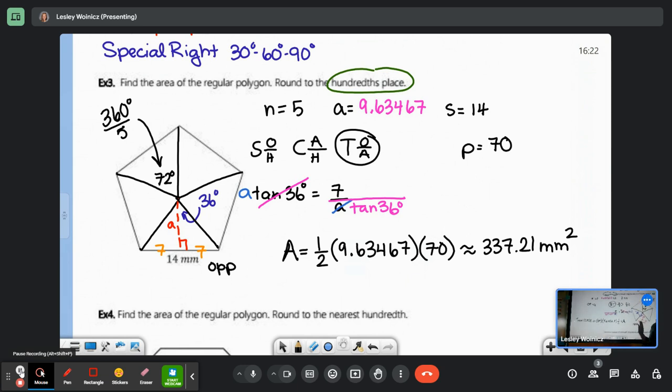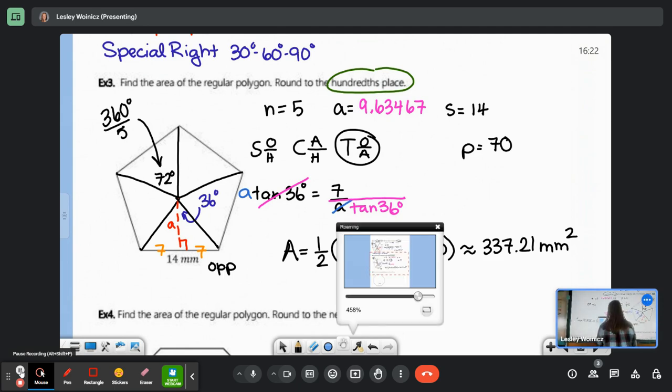Okay, questions? So depending on our central angle, it might work out to where we get to use special rights, or we might have to use trig. Okay. All right, one more, we can do this.